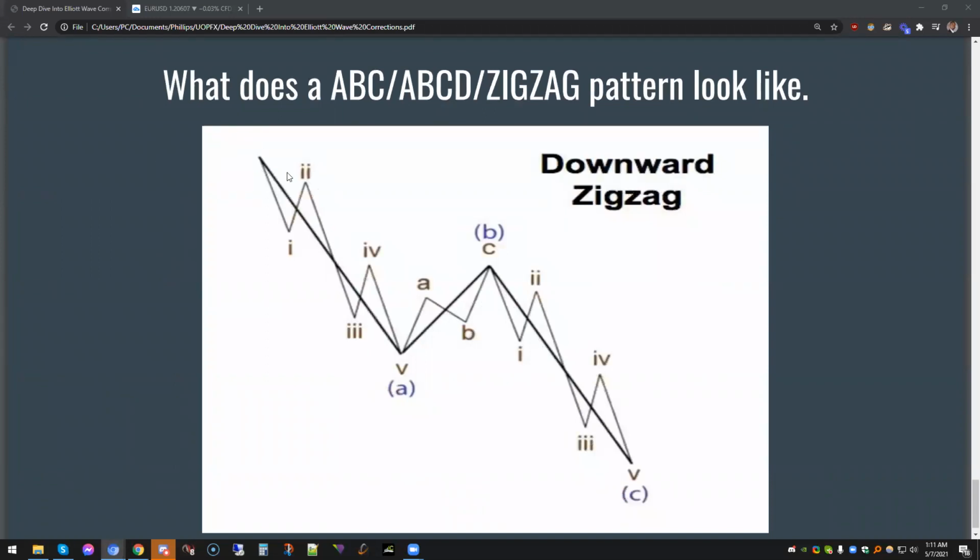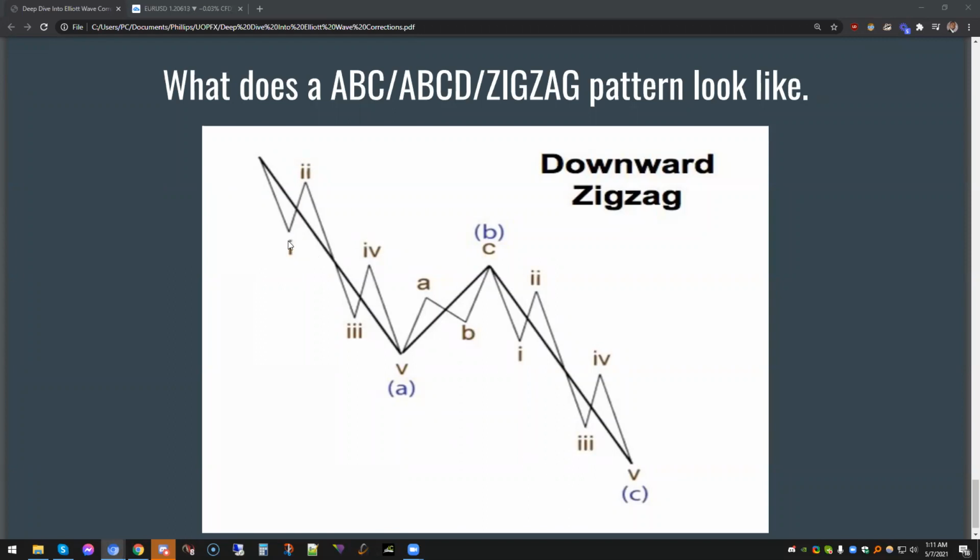Here, as you can see, we have a diagram of a downward zigzag. So this is a zigzag to the downside. This one is labeled as A, B, C, but it could also be labeled with A being over here, then you've got B, you've got C, and then you would have D down here. So different traders may label it differently.